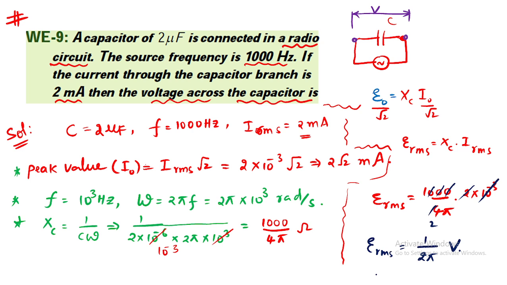So how many things can we calculate here? If they ask for the peak value, you have to follow like this. Utilize the frequency, and you find out Xc. This is the peak value, then it will be converted into the RMS value.